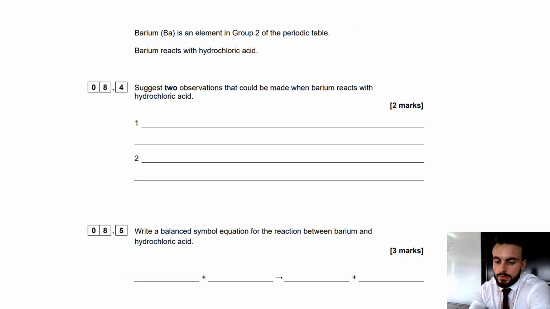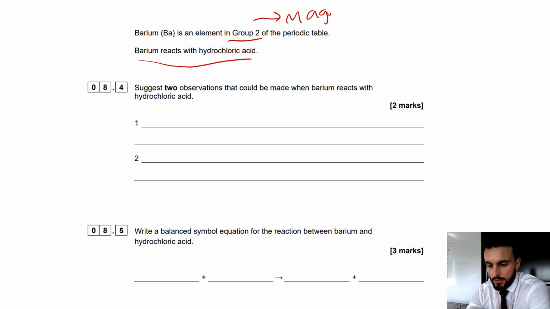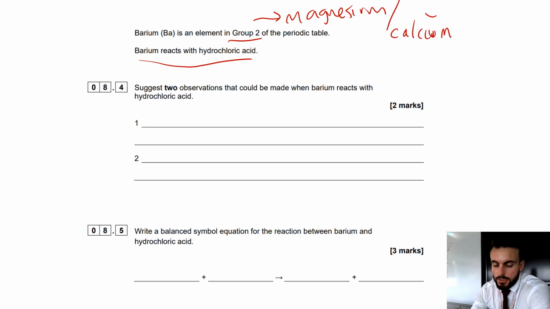Barium is an element of group 2 of the periodic table. Hint, if it says about barium reacting with hydrochloric acid, it means it's going to react in a similar way to magnesium, to calcium, etc. So, just 2 observations that could be made when barium reacts with hydrochloric acid.